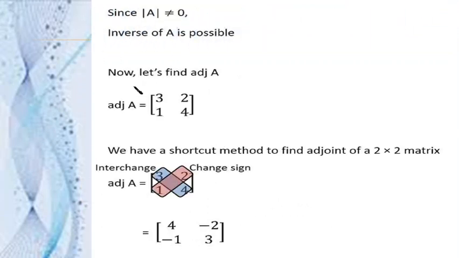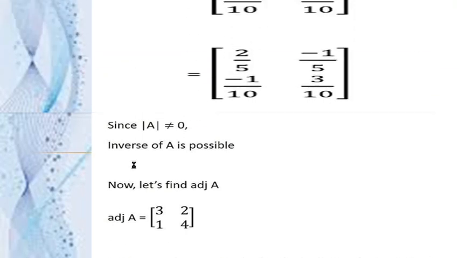Now we will find adjoint A, the adjoint of a 2 by 2 matrix. So we will interchange these two elements 3 and 4 and change the sign of these two elements. It means 4 and 3, minus 2 and minus 1. Now A inverse is equal to 1 upon determinant A into adjoint A. So 1 upon 10 into this adjoint A matrix. We'll take 10 inside and the answer is 2 by 5, minus 1 by 5, minus 1 by 10 and 3 by 10, which is the inverse of the given matrix A.